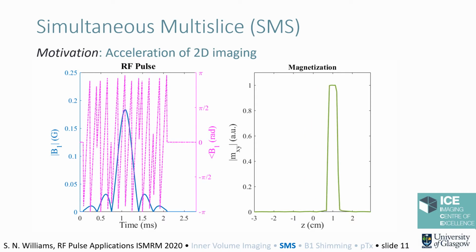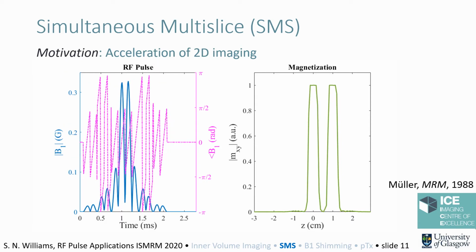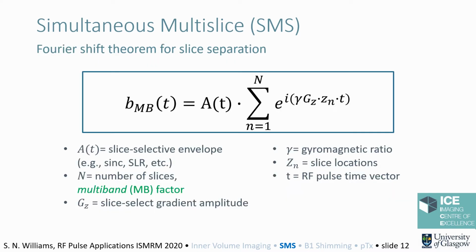While the previous pulse generated a slice centered at isocenter, we can also apply a linear phase term to the complex RF waveform to excite a slice at a different location. Recognizing this, Muller proposed the idea of summing slice-selective RF waveforms with different linear phase terms to excite multiple slices, beginning the concept of SMS. As described, SMS leverages the Fourier shift theorem.